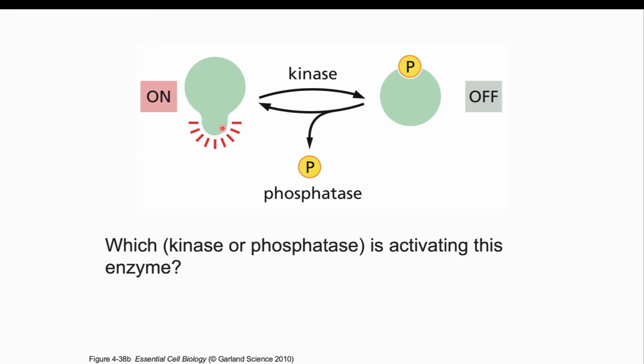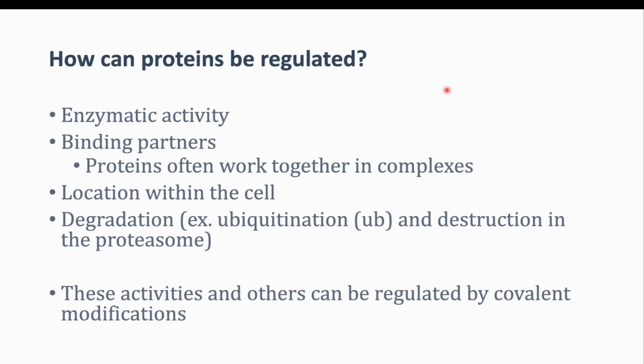So in this case, which enzyme, the kinase or the phosphatase, is activating? It's the phosphatase. In reality, most proteins that are phosphorylated have multiple sites where they could be phosphorylated. One phosphorylation site could be activating, another could be inactivating. So it's really dependent on the particular site. What is constant is that kinases add phosphate groups, phosphatases remove them, and this addition and removal of phosphate groups causes conformational change.